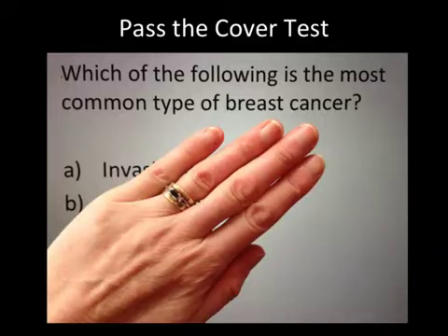There's a second important test, and this is for both image and non-image-based questions, which is, can it pass the cover test? In other words, if you cover up the answer options, not the image, but the answer options, can they answer that question, if they were a smart, knowledgeable test taker? So, for example, which of the following is the most common type of breast cancer? You shouldn't need to see the options to be able to answer that question. And I'm going to show you some examples of questions that fail the cover test later on.